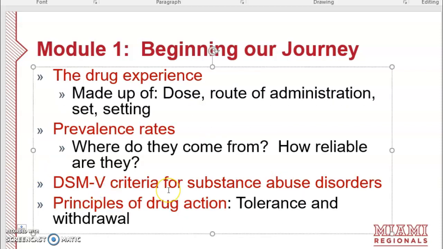Next, we'll talk about the DSM, the Diagnostic and Statistical Manual. We're in the 5th edition, so the DSM-5 criteria for defining a substance abuse disorder. And then we will talk about some principles of drug action, including tolerance and withdrawal.